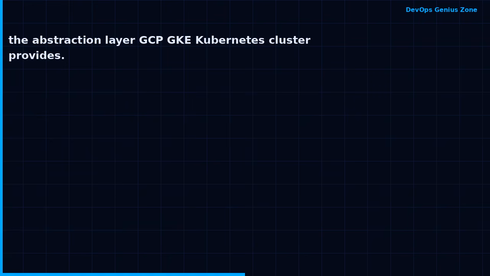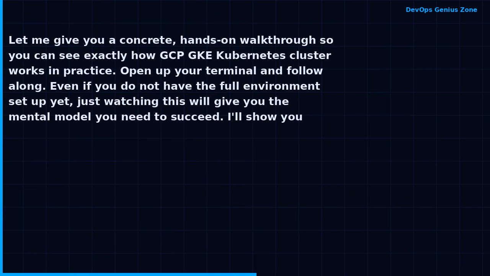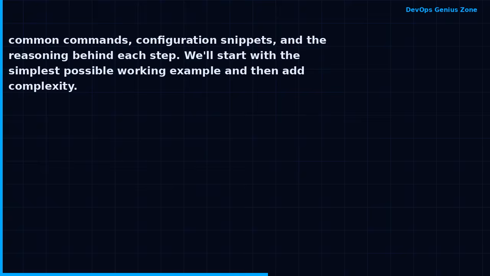Let me give you a concrete, hands-on walkthrough so you can see exactly how a GCP GKE Kubernetes cluster works in practice. Open up your terminal and follow along. Even if you do not have the full environment set up yet, just watching this will give you the mental model you need to succeed. I'll show you common commands, configuration snippets, and the reasoning behind each step. We'll start with the simplest possible working example and then add complexity.